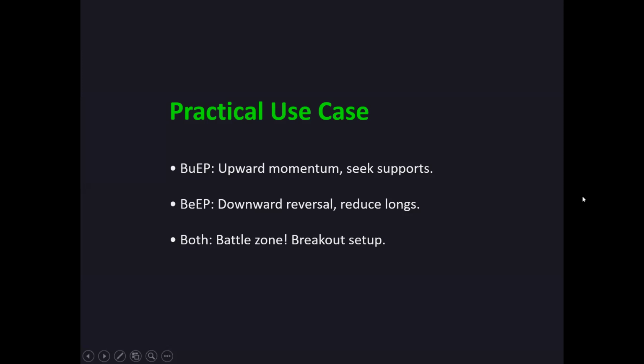So, practical use: when upward bullish EP is reflected, you will get upward momentum and it seeks support. On a downward reversal, you reduce longs. Both, a battle zone breakout setup. So you can get both breakout zones. Like that, you can trade properly. Your direction will be clear. Your mind will not be cluttered by intraday noise.